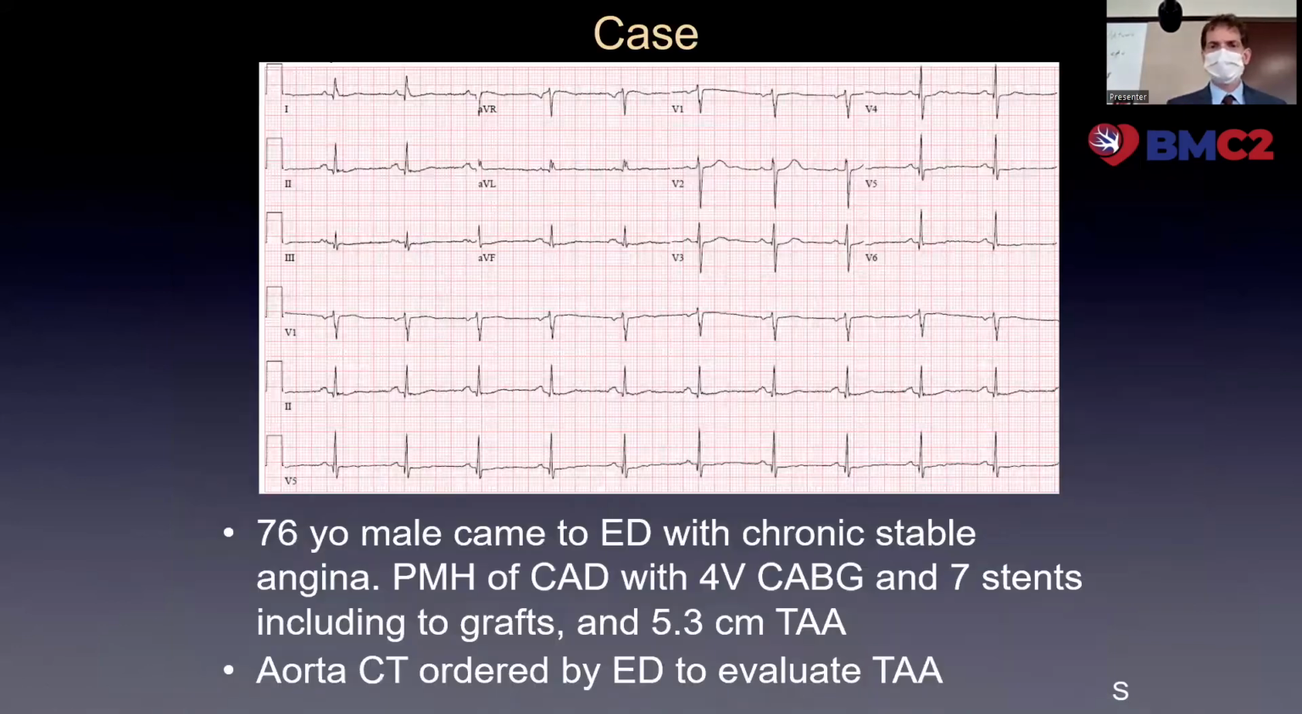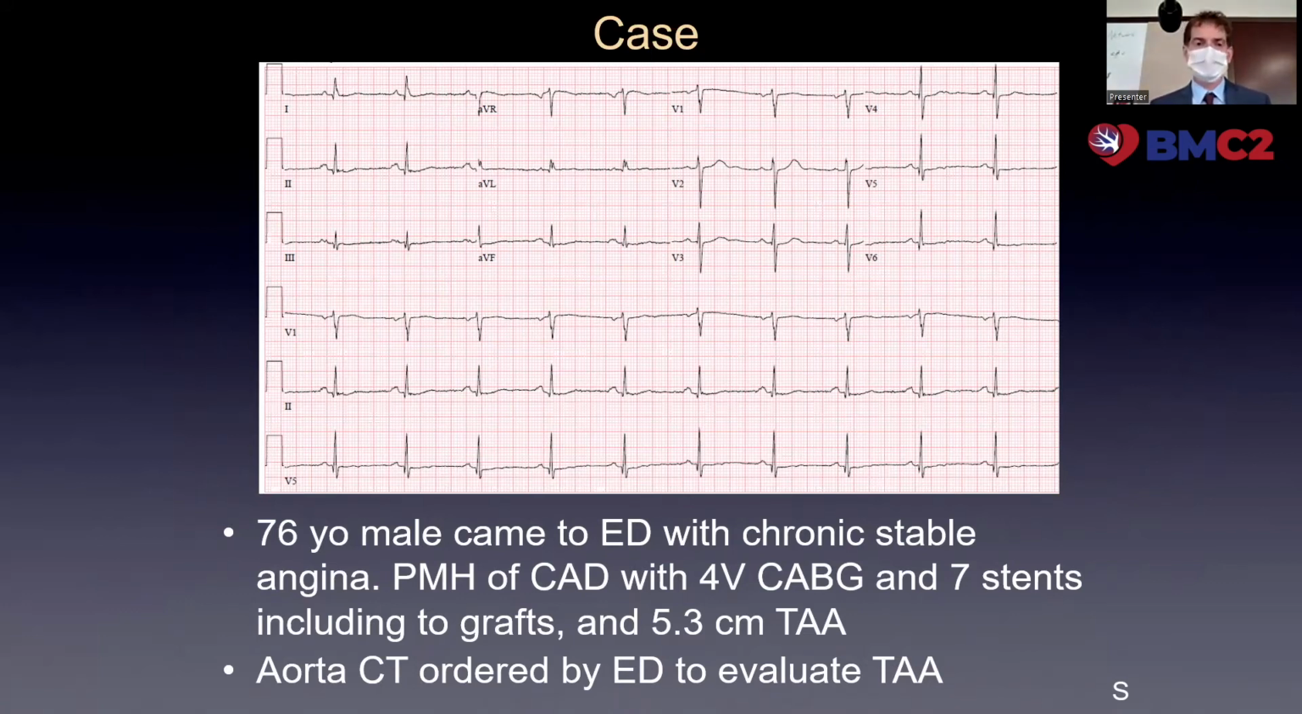So she was treated with a stent and did well. Here's a 76-year-old gentleman that came to the emergency department. He had chronic stable angina, had a history of 4-vessel bypass, 7 stents, including to grafts, and he had a big aorta. So on the differential with acute chest pain was aortic, something going on with the aorta.